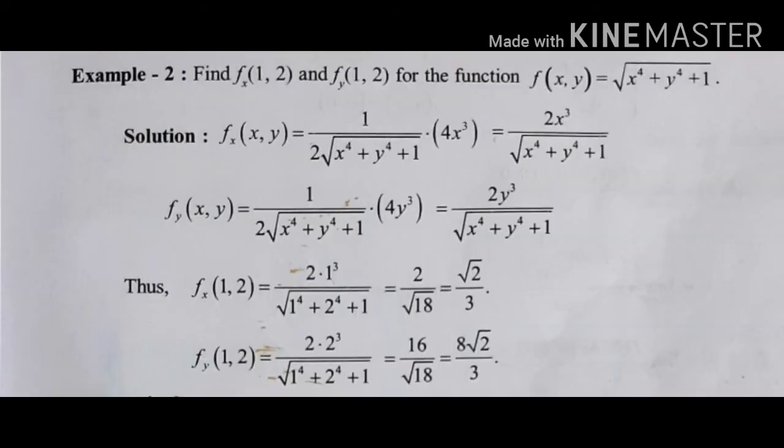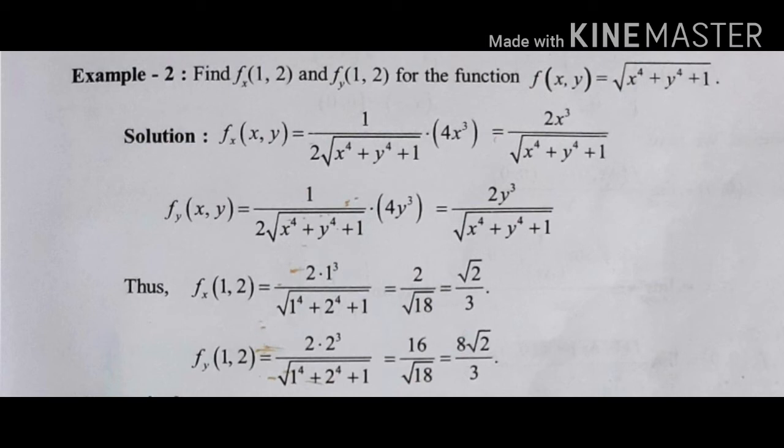Now example number 2. Find fx(1, 2), that is, the derivative with respect to x at the point (1, 2), and fy(1, 2) for the function f(x, y) equal to the square root of x⁴ + y⁴ + 1.